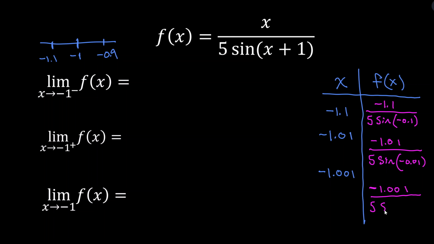So I'm going to have 5 times the sine of -0.001. All right, so if you have a calculator, you can actually find these values and calculate them out. Okay, and once you do that, it should be clear what's happening here. If you don't have a calculator, here's how we can think about it.